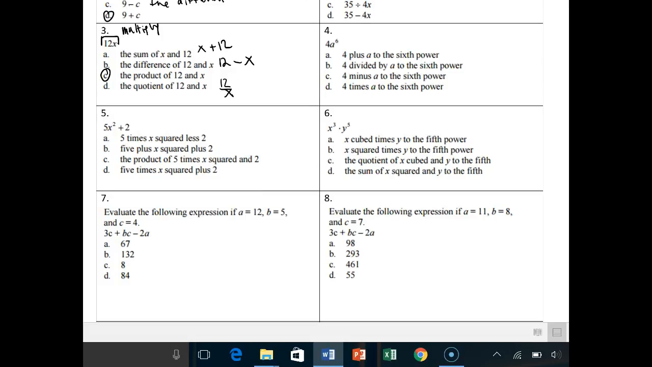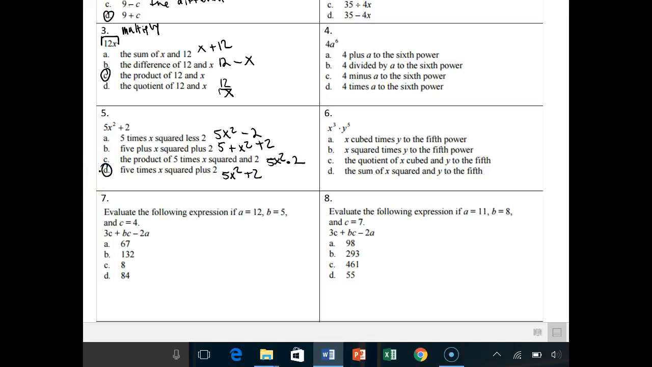So 5 times x squared less 2 would be 5x squared minus 2. 5 plus x squared plus 2 would be 5 plus x squared plus 2. The product of 5x squared and 2 would be 5x squared times 2. And then 5 times x squared plus 2 would be our correct answer.